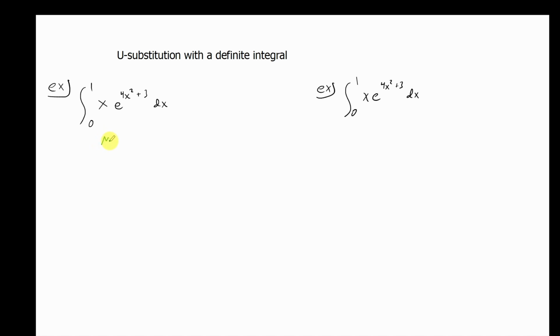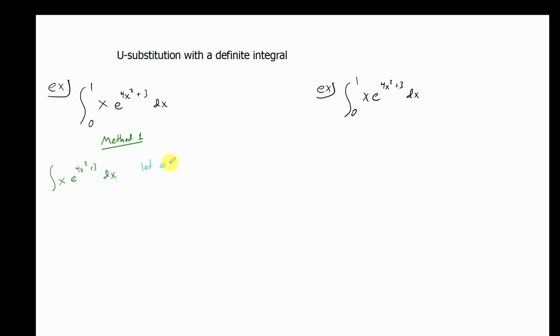The first method that we're going to use is, if we recall, when we do a definite integral, we first find the antiderivative of the function, and then we plug in the endpoints. So what I can do is ignore the limits of integration initially and just find the antiderivative of x e to the 4x squared plus 3 dx, and I'm going to solve this using u-substitution.